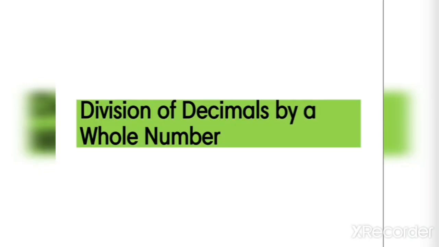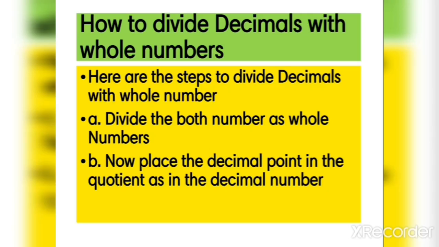The last point to understand in this chapter is division of decimals. First, let us learn about division of decimals by a whole number. How to divide decimals with whole numbers? Here are the steps. Divide both the numbers as whole numbers. If we have one decimal and one whole number in the division, divide it as whole numbers. Now place the decimal point in the quotient as in the decimal number.